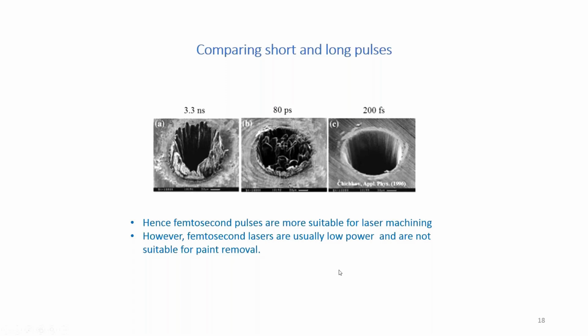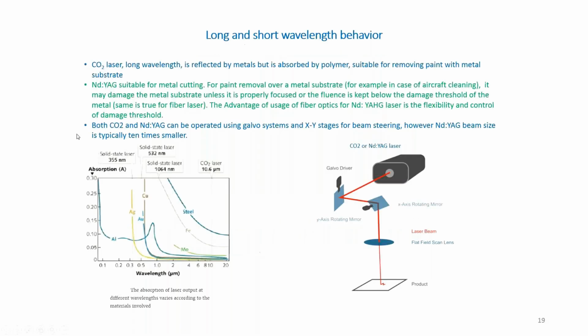But for cleaning purposes, like if you want to remove paint, a femtosecond laser is usually low power and they're very expensive, such as a Ti Sapphire laser. They're not suitable. So this is more related to ablation for cutting or drilling, how these different regimes differ from each other. So let's compare a long and short wavelength behavior a little bit more.